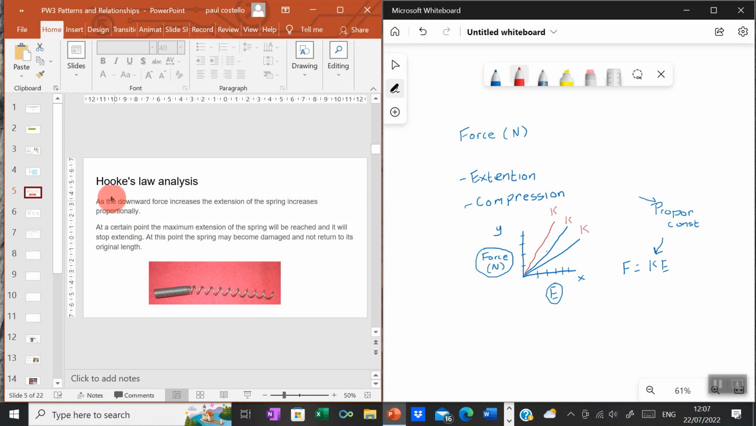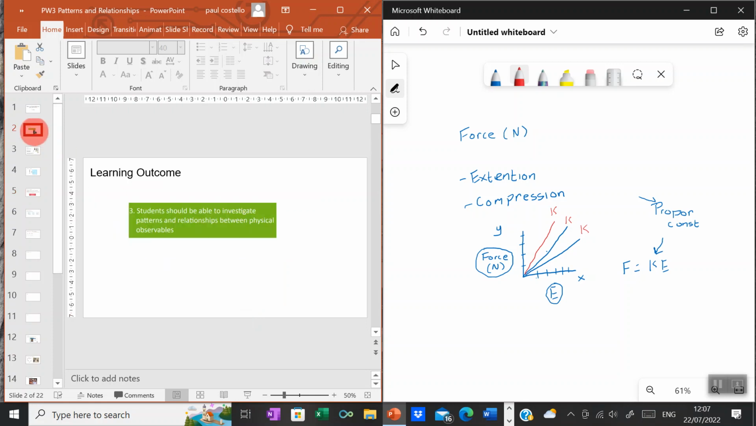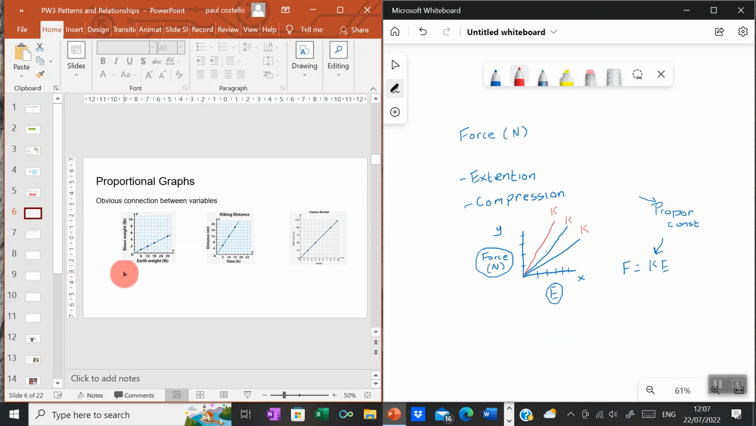If we think about the learning outcome, students should be able to investigate patterns and relationships between physical observables. So this is an example of a pattern and a relationship: you get this proportionality relationship between the force applied and the extension of the spring. Now let's look at some other examples, so obvious connections between variables.